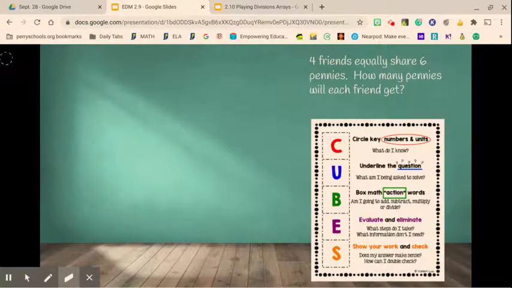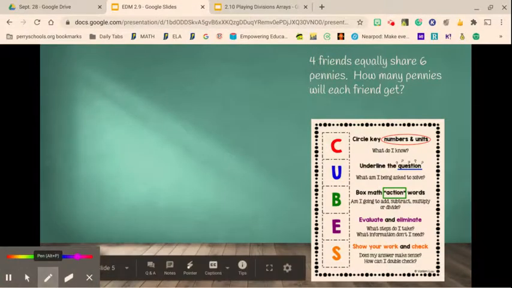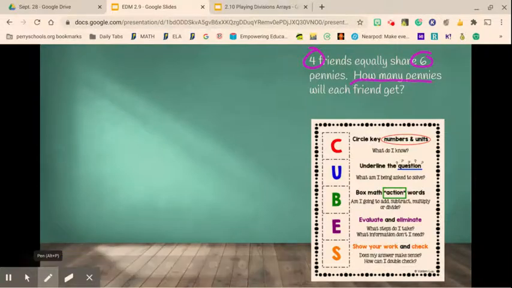All right, so for our next problem, we are going to have the same numbers as before, only this time we are splitting pennies. So going through cubes, I have 4 friends, and they equally share 6 pennies. How many pennies will each friend get? My keywords are equally share, and then we're equally sharing between each friend. So that tells me I'm going to have division.